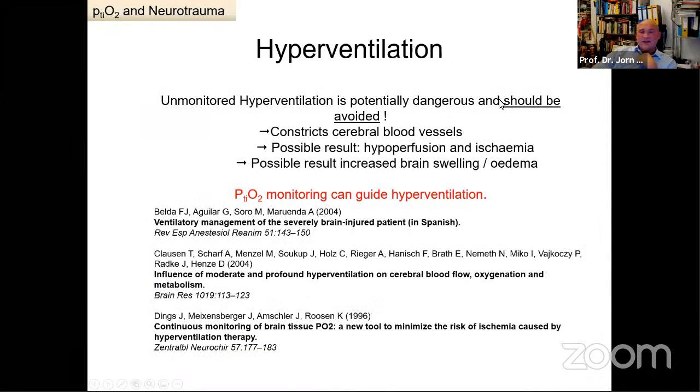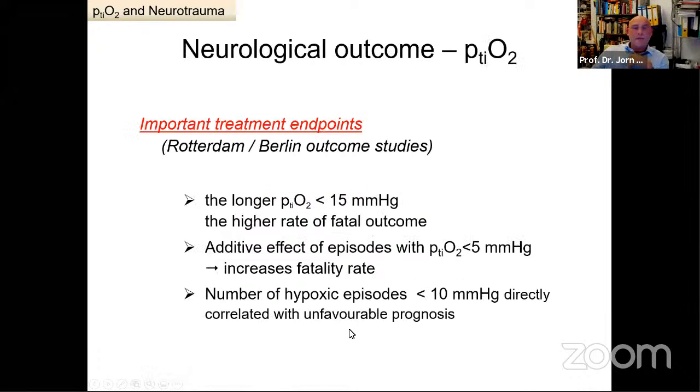So hyperventilation is potentially dangerous and should be avoided if the PO2 is not monitored, and that's because it can constrict the cerebral blood vessels, and the possible results could be hypoperfusion, ischemias, for instance. So you can use PO2 monitoring to guide hyperventilation, for instance. There's a couple of studies that proved this as well.